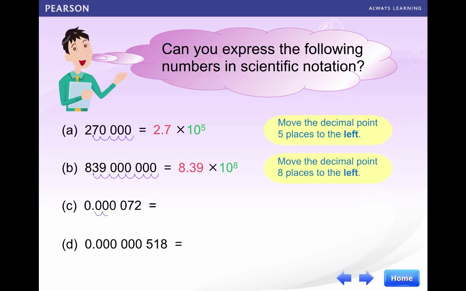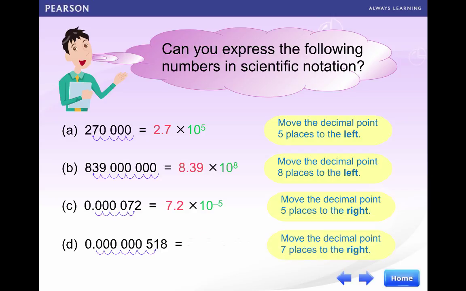So on and so on. For this one, the decimal point moved 5 times, and you get 7.2 times 10 to the power negative 5. And the last one, you can count that the decimal point altogether moved 7 times, and the first term will be 5.18, so 5.18 times 10 to the power negative 7. So these are the answers.